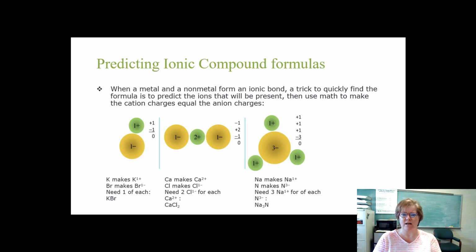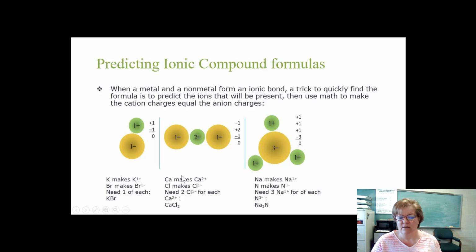if I know the ions that the metals and the nonmetals form, I can just use math to figure it out. So in these particular three cases that I've shown, if I had something that makes a +1 ion and something that makes a -1 ion, then I just need one of each. For instance, potassium is a group 1 metal. It forms a +1 cation. Bromine is a group 17 nonmetal. It forms a -1 anion. So when potassium and bromine combine, they will form an ionic compound with the formula KBr, one of each.